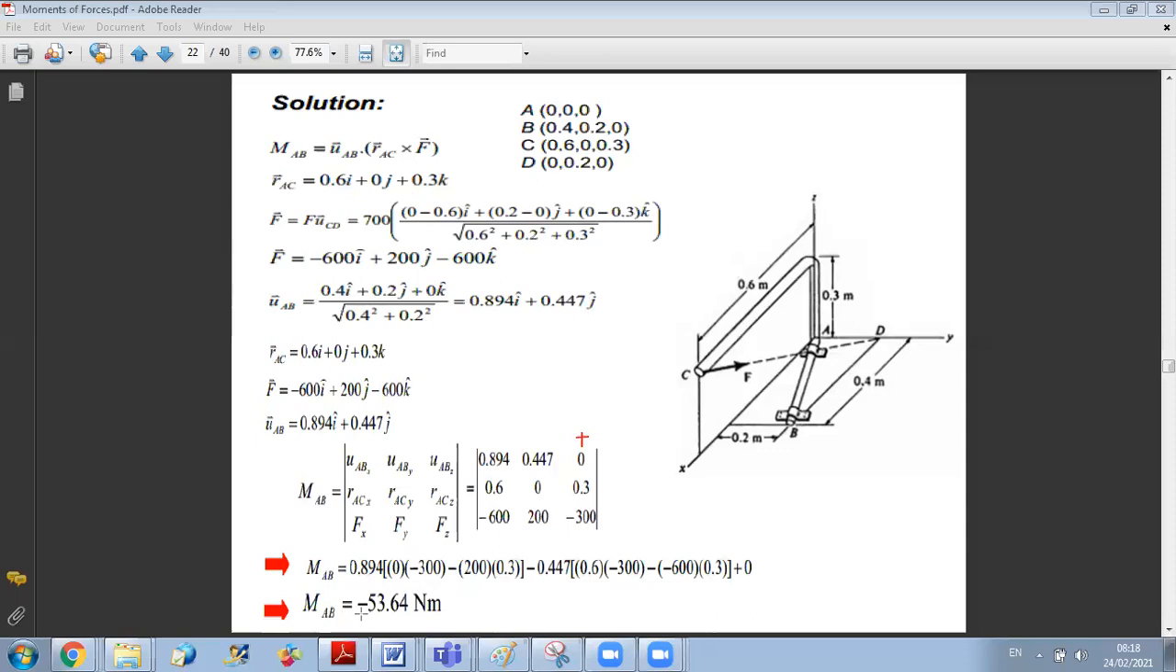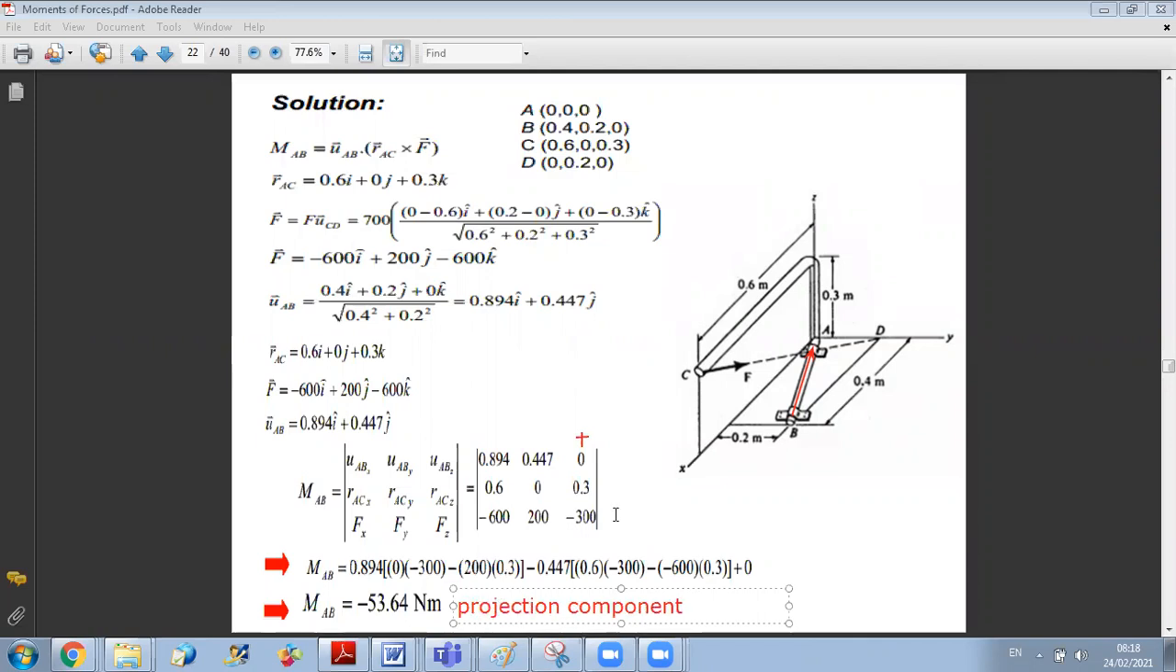The minus sign will indicate that the moment of F about AB is directed from what to what? From which point to which point? From A towards B or from B towards A? B towards A. Because when I projected on AB, I got a negative result. So my projection will be directed from B towards A. Okay? And now, this is the projection component. If you want to find the projected vector, okay?